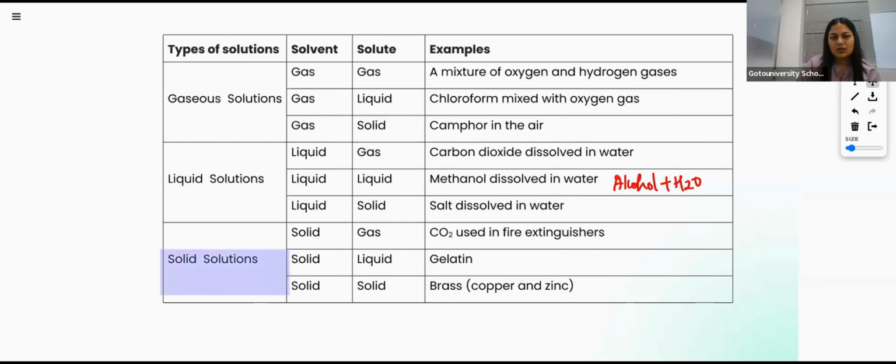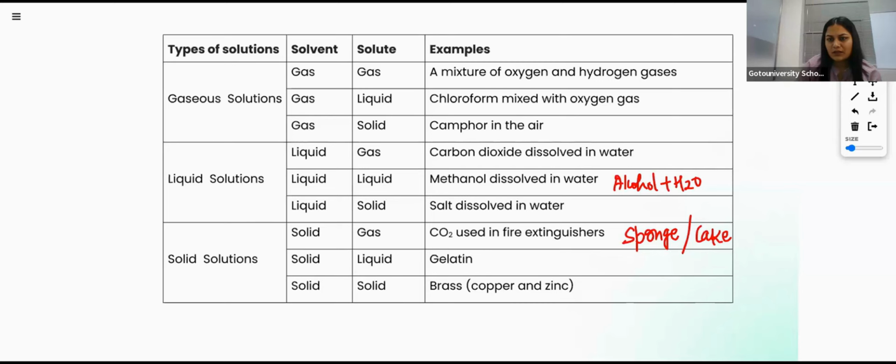The next is solid solution. This is actually a very rare case where we are taking solvent a solid, right? So the first type of solid solution is where we are taking solvent a solid and solute a gas. An example for this is carbon dioxide in fire extinguisher, right? To understand this better, we can take an example of a sponge, right? Or say cake.